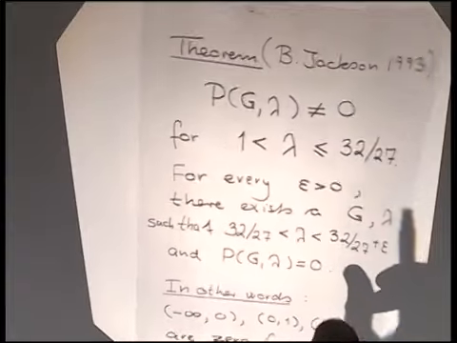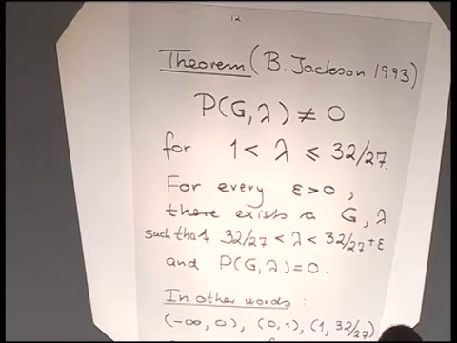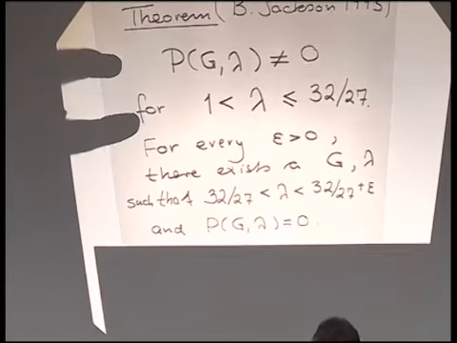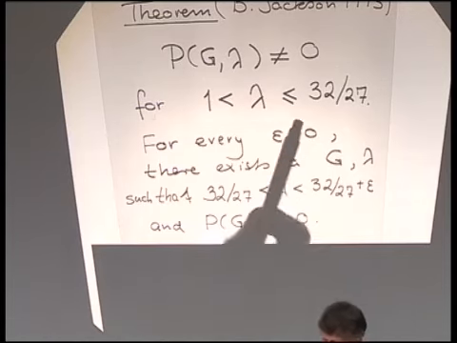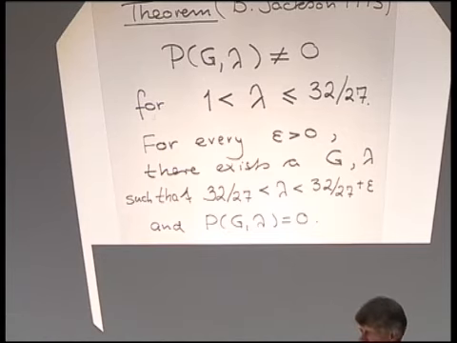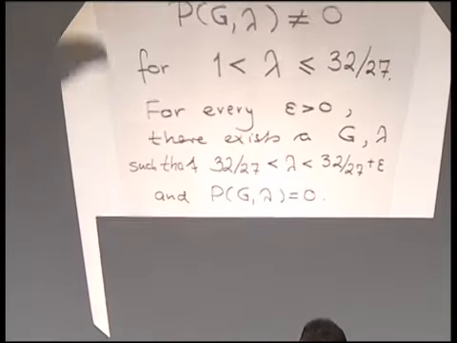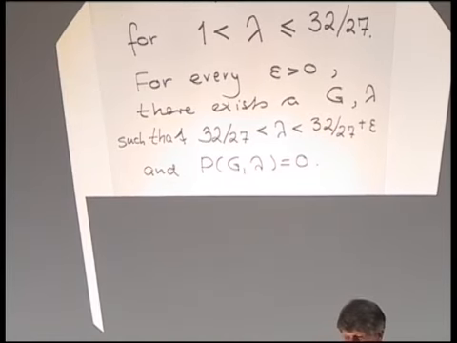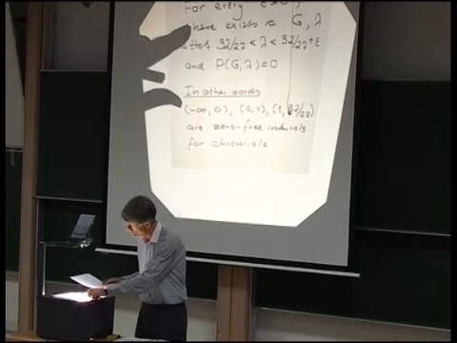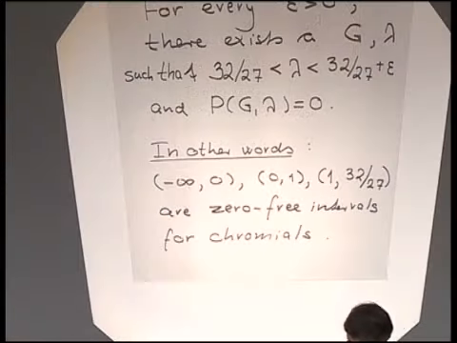And then this beautiful result by Bill, this 32 over 27 result, which is strange because 32 over 27 is such a nice number. I remember I once asked Bill, what is this number? And he just smiled. And Bill also proved that it's best possible. He found graphs with chromatic roots arbitrarily close to 32 over 27. One way to formulate this is that we have these zero-free intervals. We have 3 zero-free intervals.